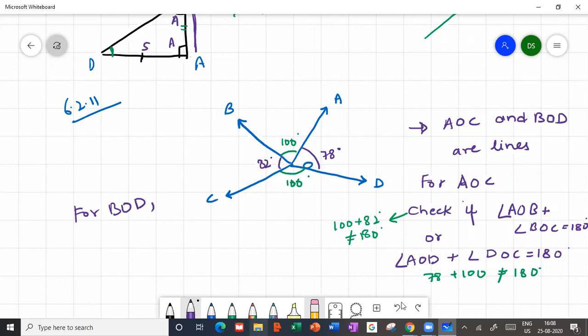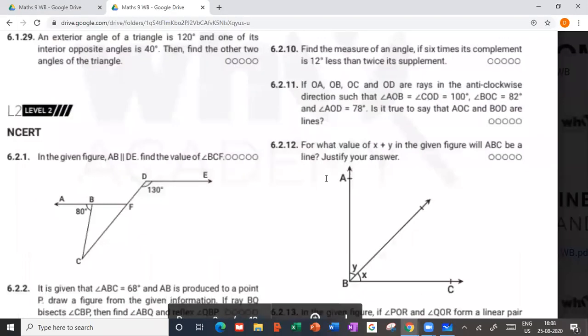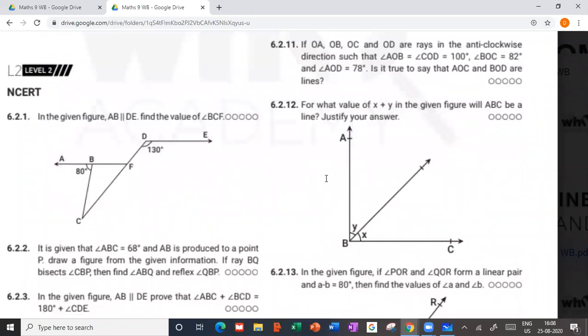The 12th one is also the same, right? X plus Y should be 180. For what value of x plus y in the given figure will ABC be a line? It looks like 180 or it looks like 90, that's what they want to confuse you. Correct, you're right, Puneet. X plus y will be equal to 180, only then it will be a line.